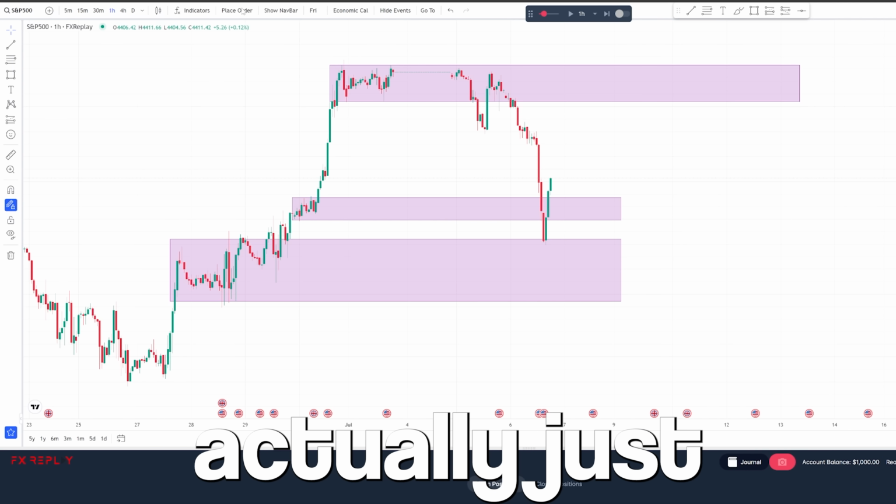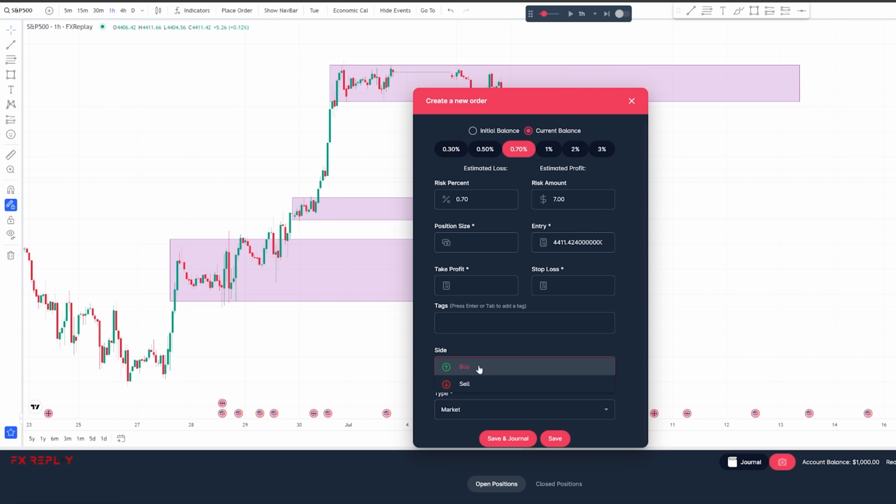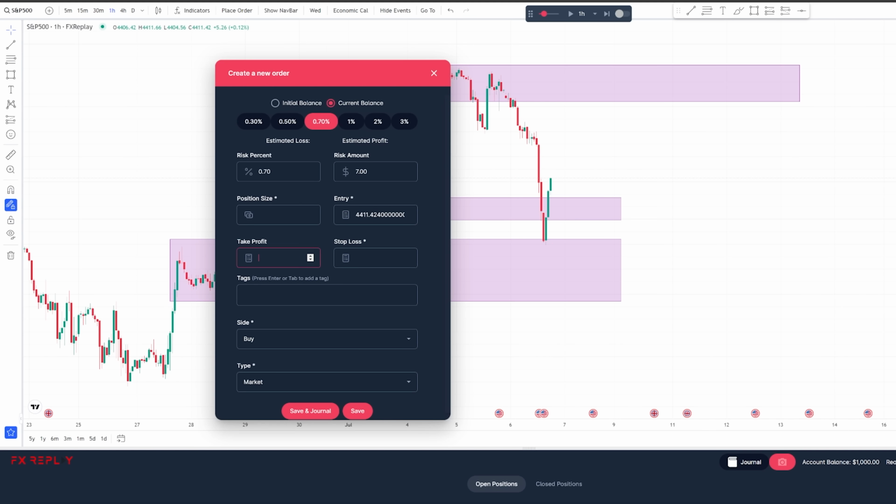And all we're simply going to do is I'm gonna actually just do a shortcut. I'm gonna hit Alt-M, and then me bringing it here, we're gonna go ahead and do buy. It's gonna ask us what type of market execution we're doing. We're gonna do market execution, take profit. For now, I am just gonna put the price at 440.0, and then the stop loss will be set at a specific number here.